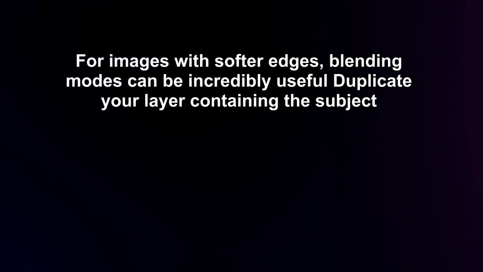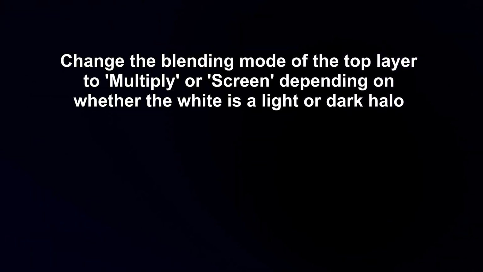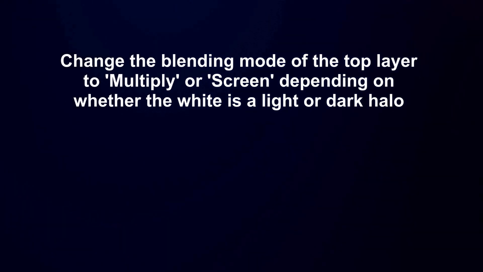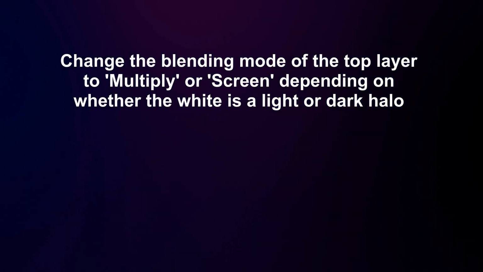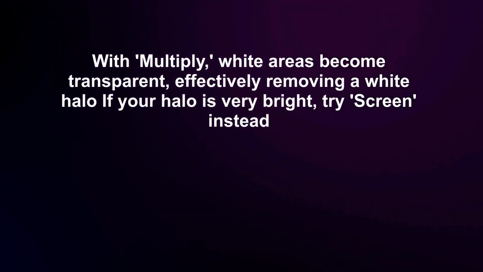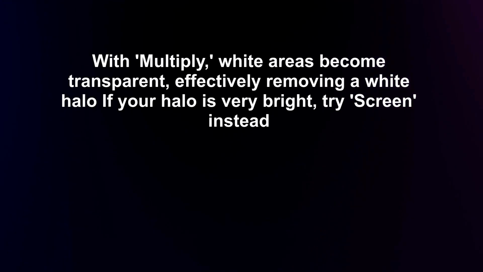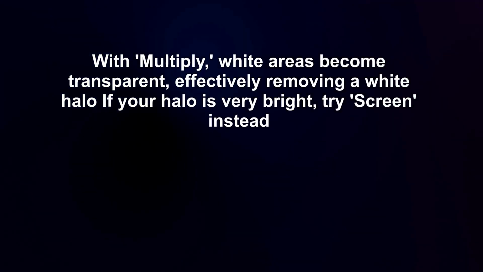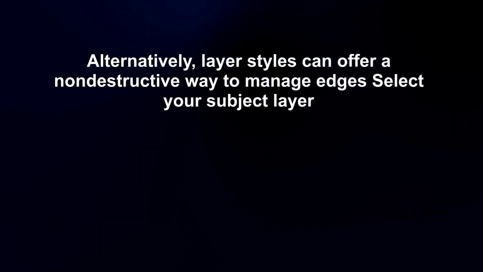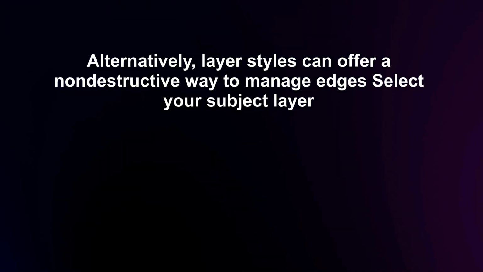Duplicate your layer containing the subject. Change the blending mode of the top layer to multiply or screen, depending on whether the white is a light or dark halo. With multiply, white areas become transparent, effectively removing a white halo. If your halo is very bright, try screen instead. Alternatively, layer styles can offer a non-destructive way to manage edges.